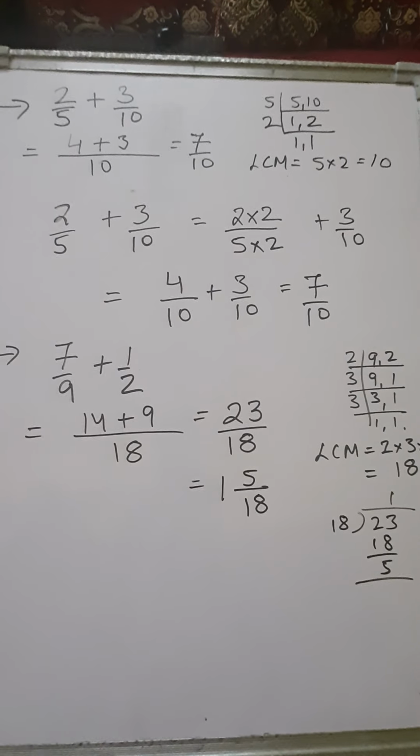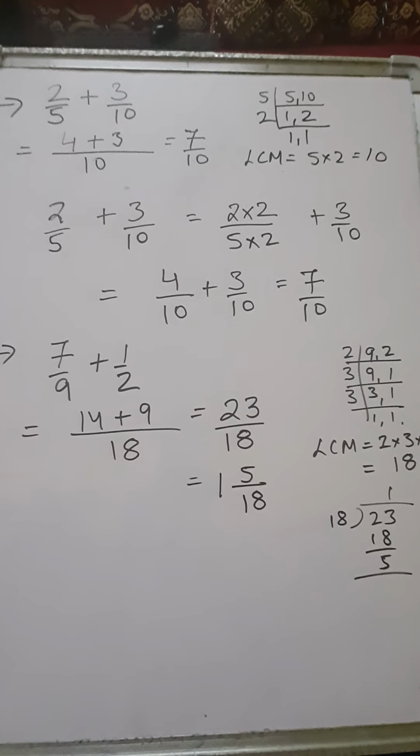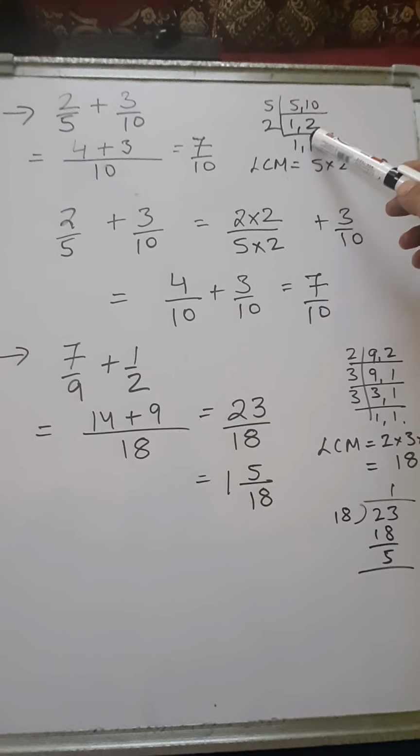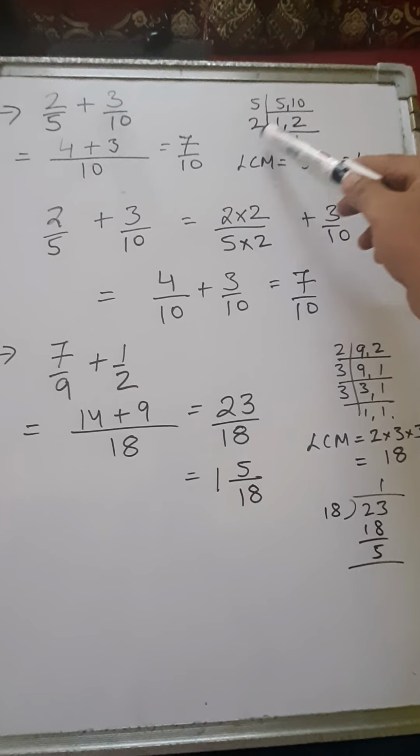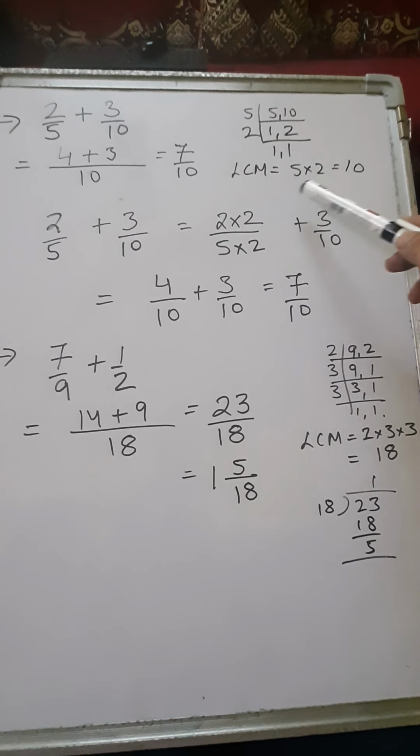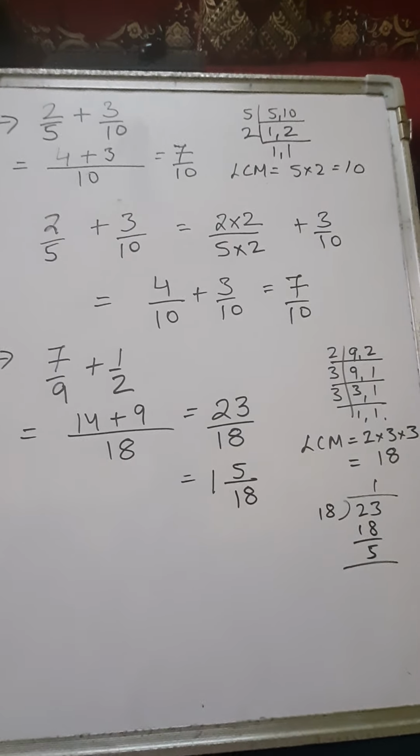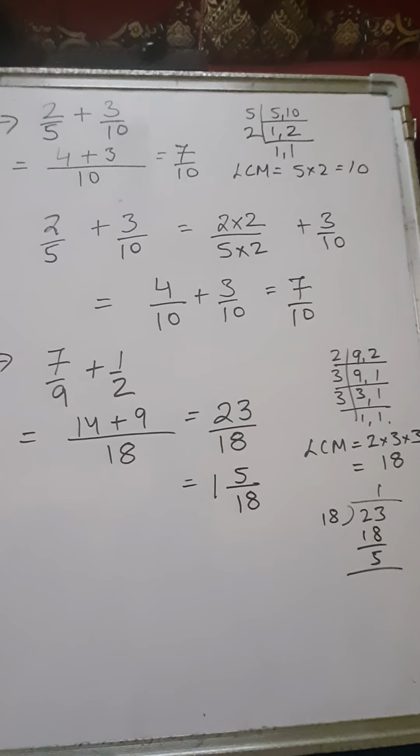So when we take the LCM of 5 and 10, what will we get? This way we'll take the LCM. 5 ones are 5, 5 twos are 10, and 2 is divisible by 2 only. So the LCM will be 5 into 2, that is 10. Right, children? Now what will we do?